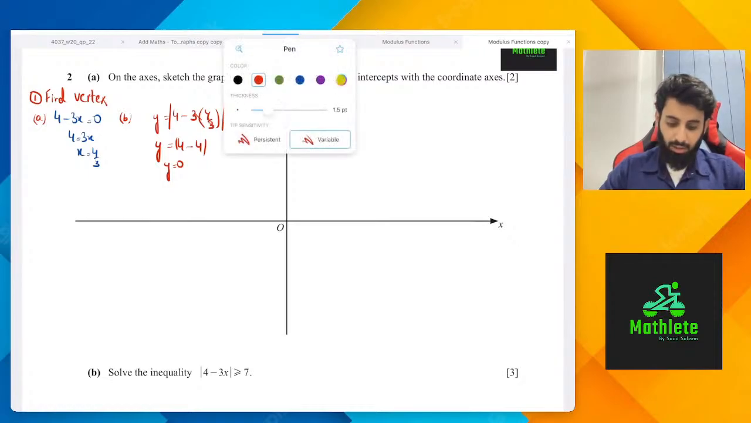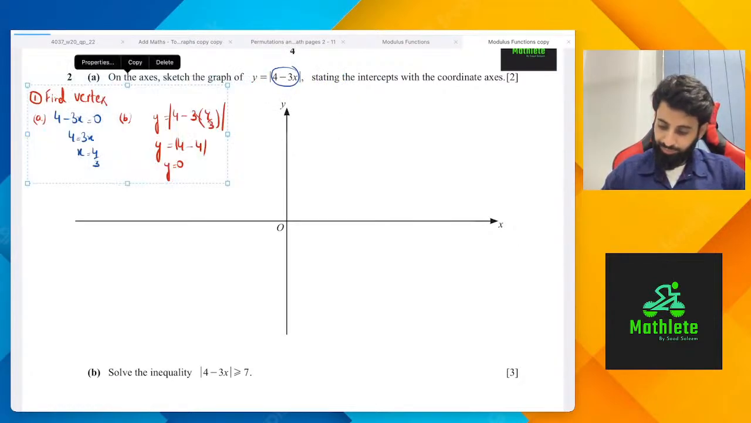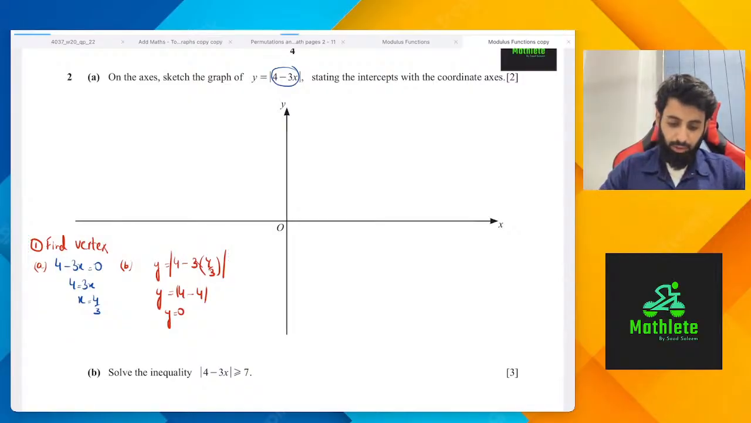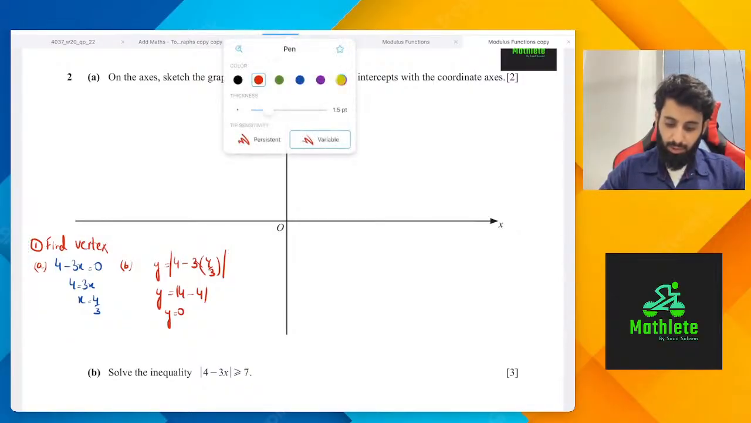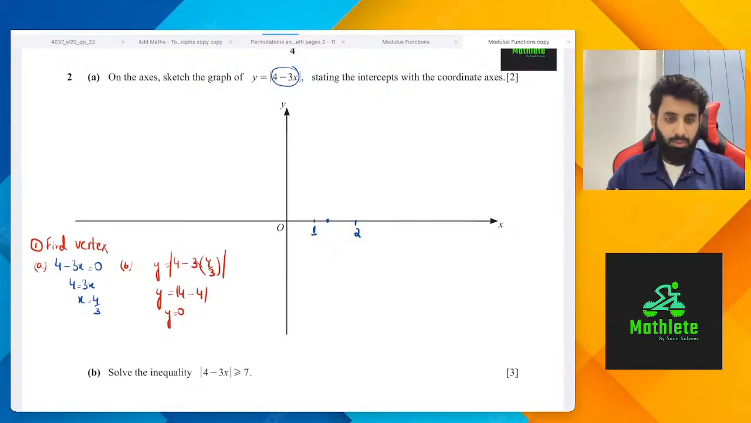Okay, what do you have now? You basically have your vertex point. Let's say here's 1, here's 2. 4 upon 3 means 1.33 something, and y coordinate 0, that means it's going to be somewhere over here. Now make sure to read the question carefully. What do you need to show? You need to show the intercepts with the coordinate axes, so with the x-axis and with the y-axis.